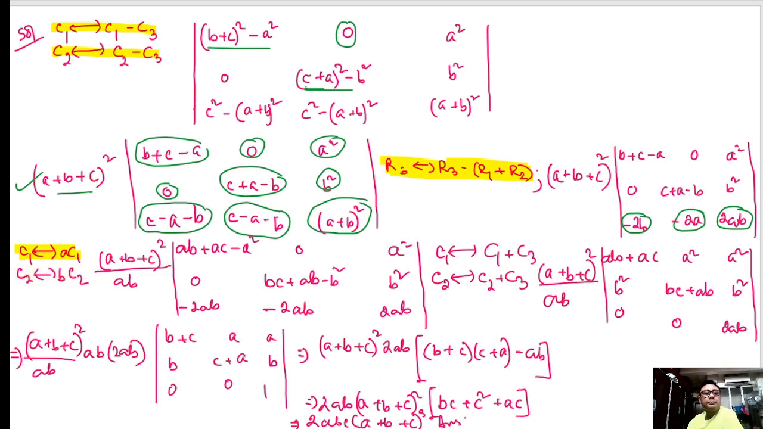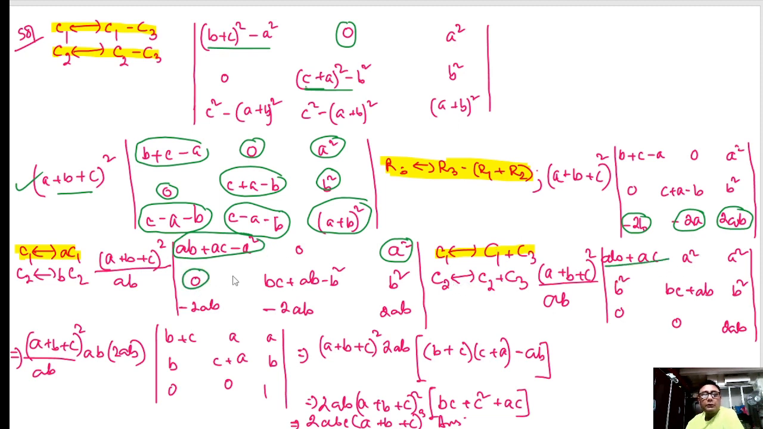So now, if we perform the operation C1 plus C3 and put it in C1, let's see, C1 plus C3 put in C1, we will get this.